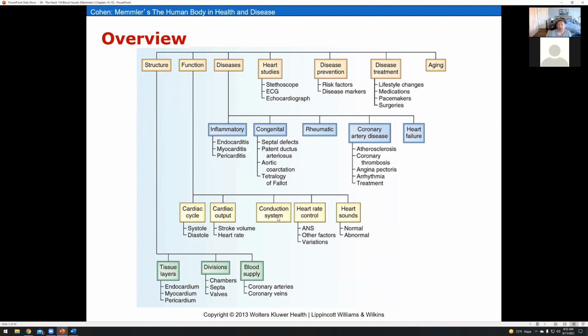We'll talk briefly about the conduction system. You'll see that in the video that we're going to watch, which is kind of fun, like how it's controlled and things like that. Not so much heart sounds. Again, we're not going to be looking at that. We don't analyze heart sounds or anything. And diseases of the heart, we will talk very briefly about some of them. Coronary artery disease and heart failure and things like that. But again, heart studies, that's not really our area.